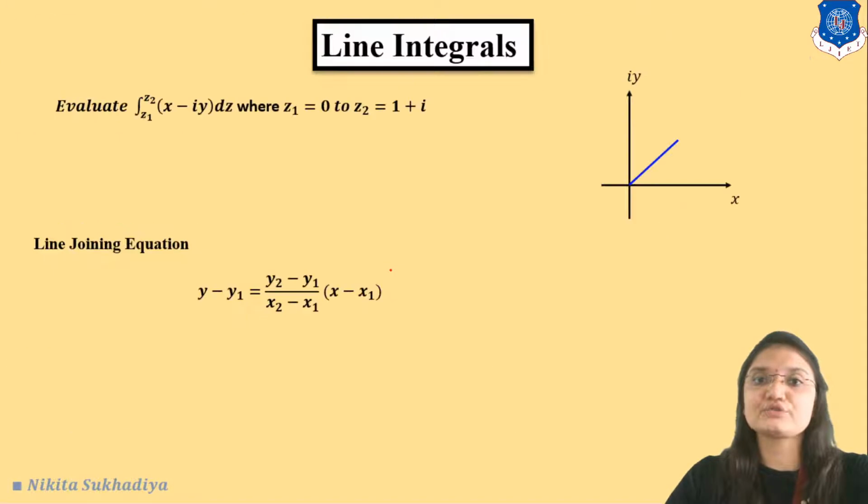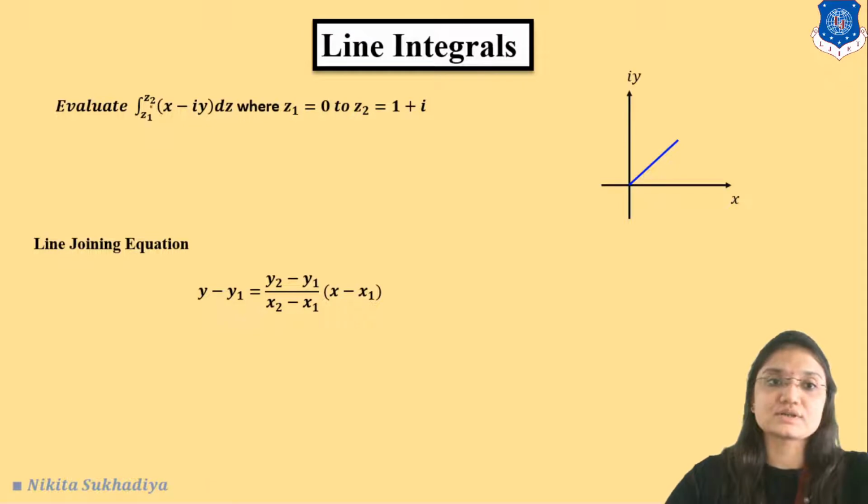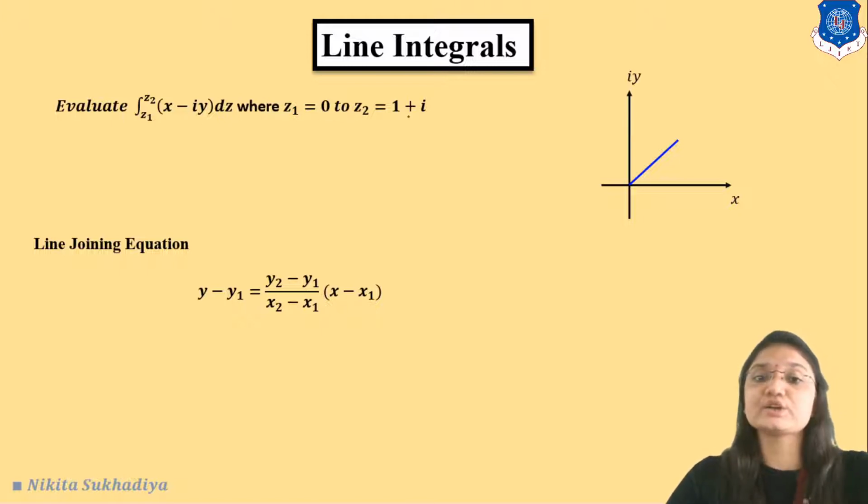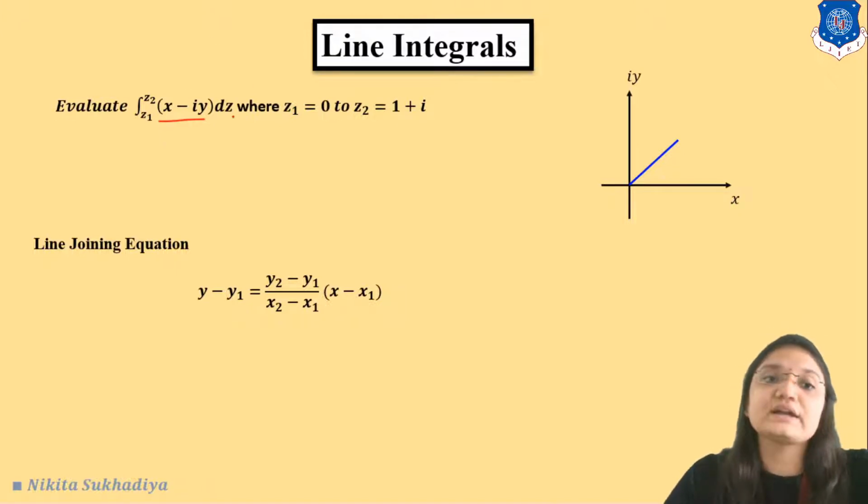Let us understand the first topic, that is line integral. Suppose the question is: integral from z1 to z2 of (x minus iy) dz, where z1 is equal to 0 and z2 is equal to 1 plus i. Here you can clearly see that our function is in the form of x and y, and you are asked to integrate it with respect to dz. So this is not possible.